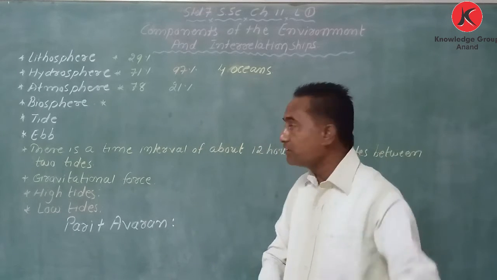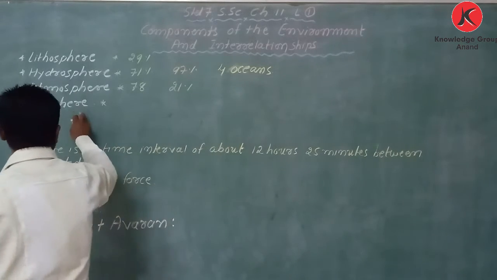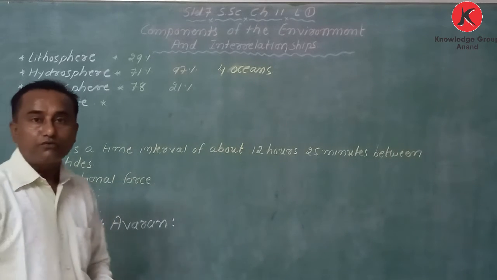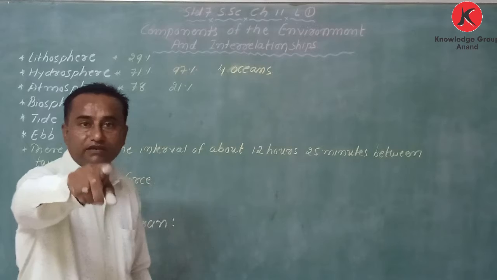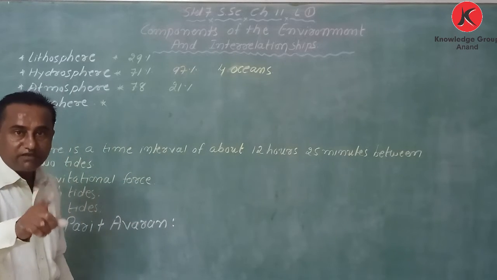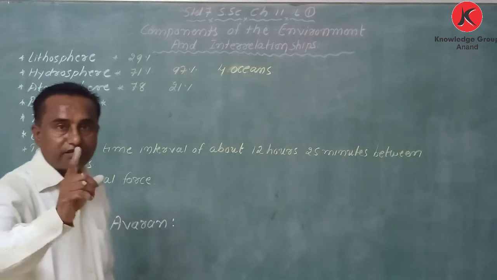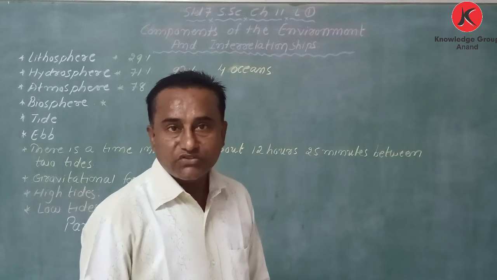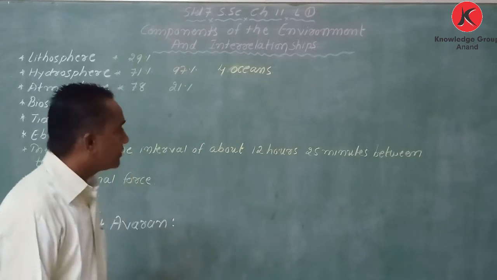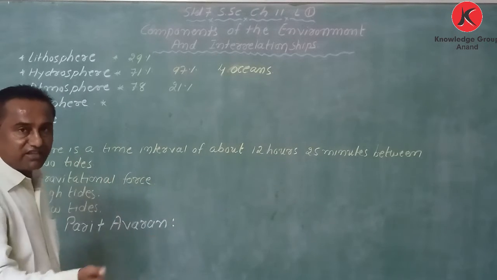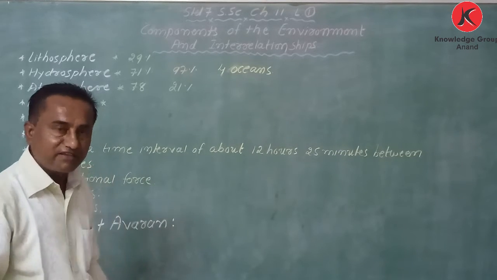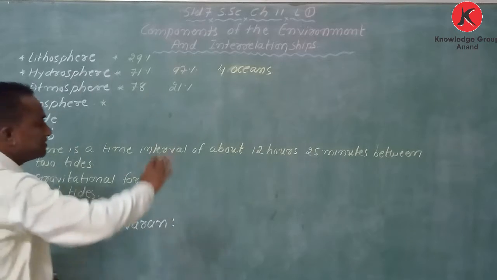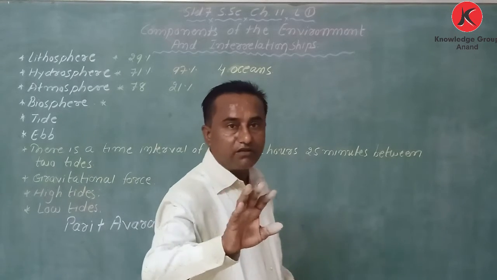Got it? So in the biosphere, 2 things are there: biotic and abiotic. Biotic means living things, like human beings, animals, vegetation. And abiotic means non-living things like mountains, rivers. Okay, got it? So this is the summary of last year.